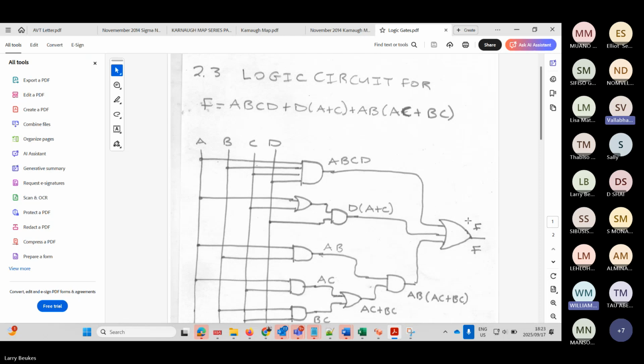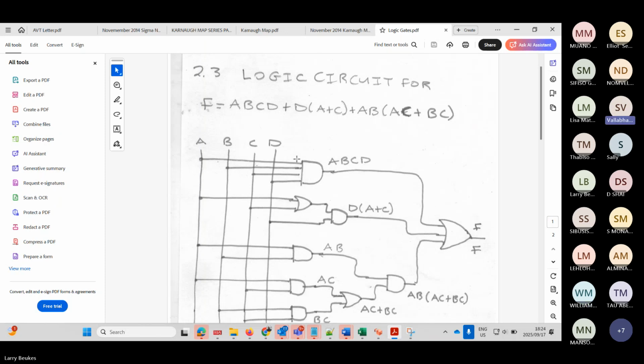So this A, B, C, D. Just put A, B, C, D here and it says A multiplied by B, C, D. So that means all these inputs are ANDed. So that means they use an AND gate. So then the output will be A, B, C, D. So you connect all inputs with an AND gate.